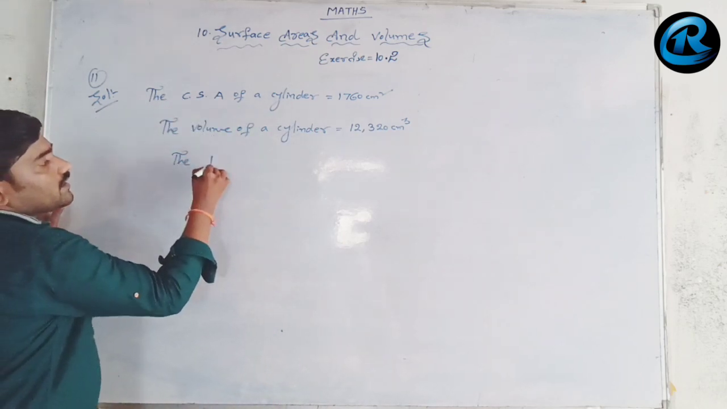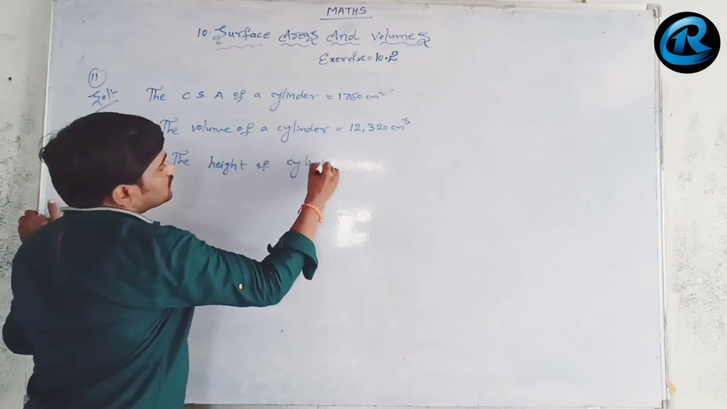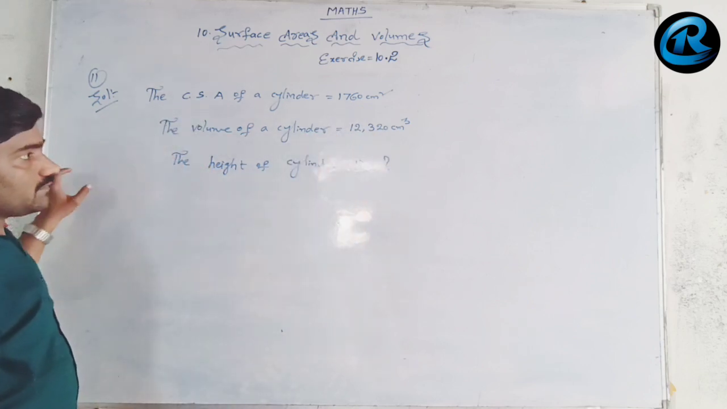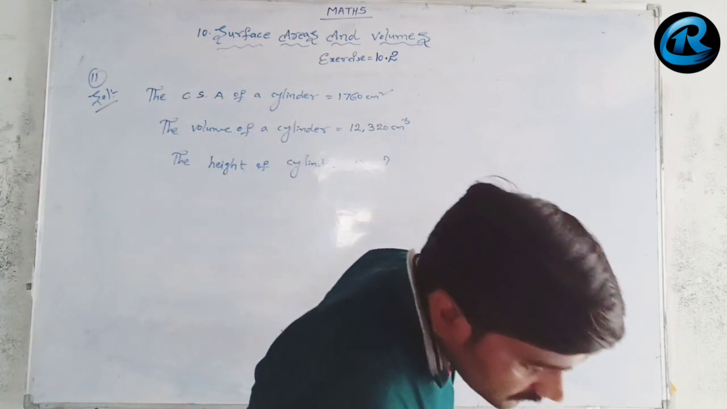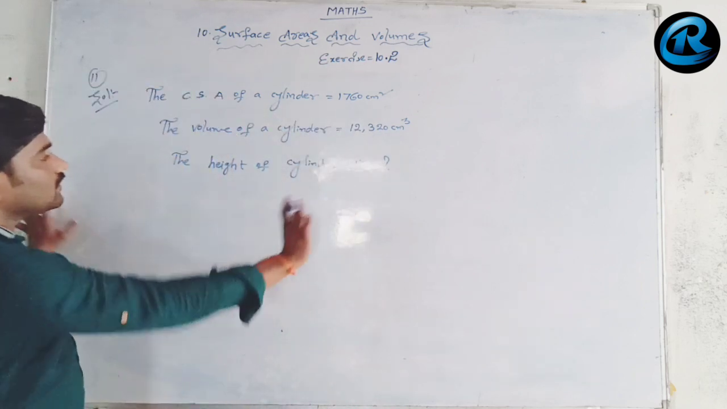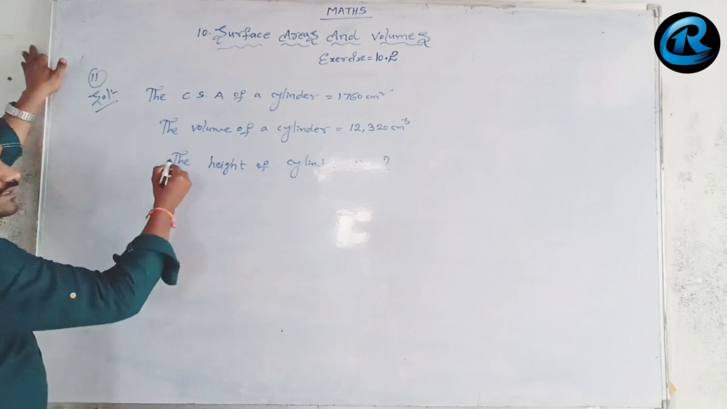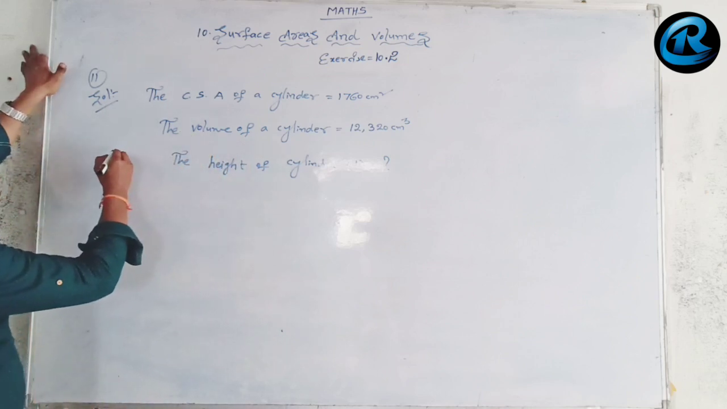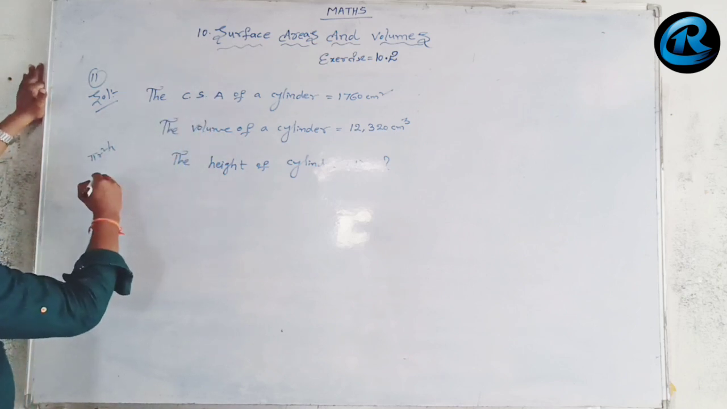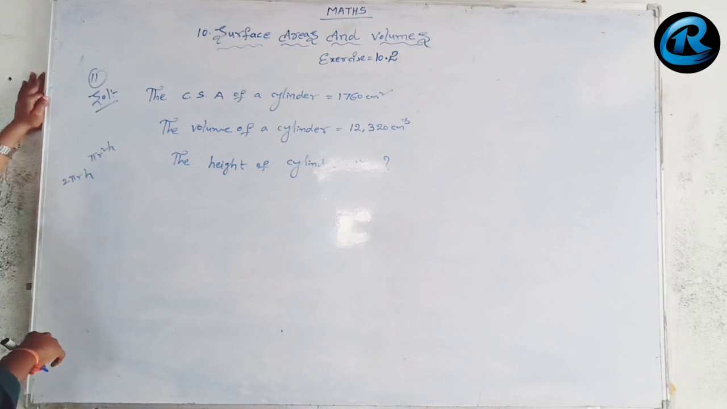Let's find out the height of the cylinder here. If you want to find the height, let's see the formulas. The volume of a cylinder formula is pi r square h, and the curved surface area of a cylinder is 2 pi r h.